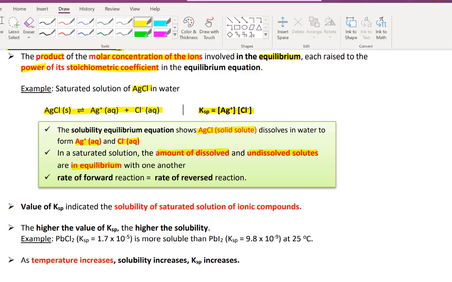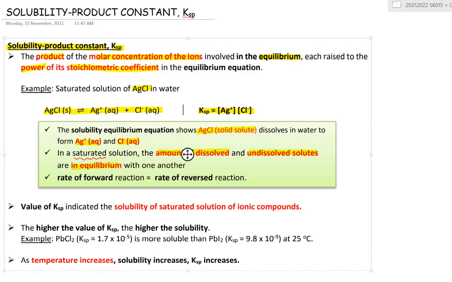So the term saturated says that you have a balanced amount between your solid silver chloride and also the aqueous ions Ag plus and Cl minus. So dissolved and undissolved silver chlorides are in equilibrium. Again, when we say K, we refer to equilibrium. So the rate of forward reaction is equal to the rate of reverse reaction.